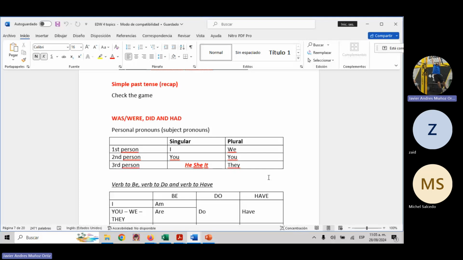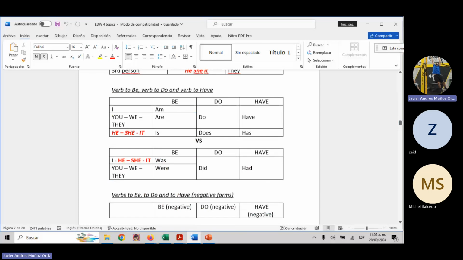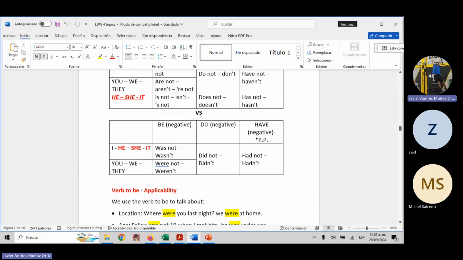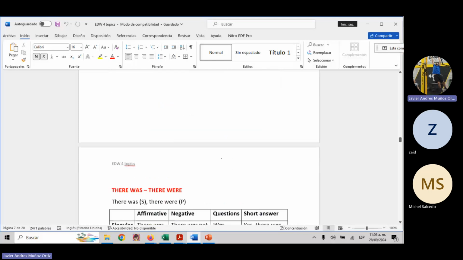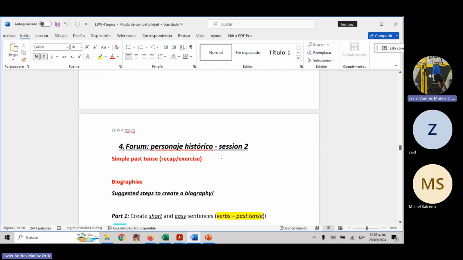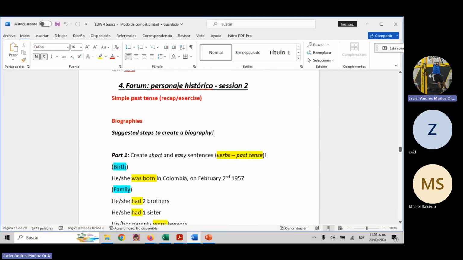Additionally, last time on Wednesday, we studied the second part of the simple past tense. So that was the verb to be, how we can use the verb to be. And we said that the verb to be is used for the same reasons why we study the verb to be in simple present tense. I mean, in past and in present, the applicability is exactly the same. And we said that we wanted to study that in order to describe, to mention why our character is important for us.